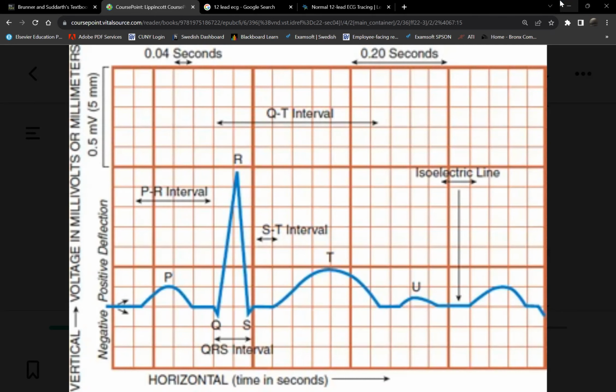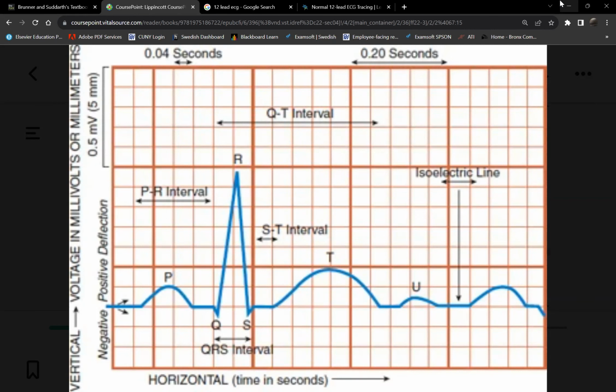So what does the horizontal axis again represent? Time in seconds. What about the vertical axis? This represents voltage in millivolts. The vertical axis measures voltage. We also measure it in millimeters. So one big box, for instance, is 0.5 millimeters in height, literally millimeters, in the metric system. Or in voltage, it's also in millivolts.